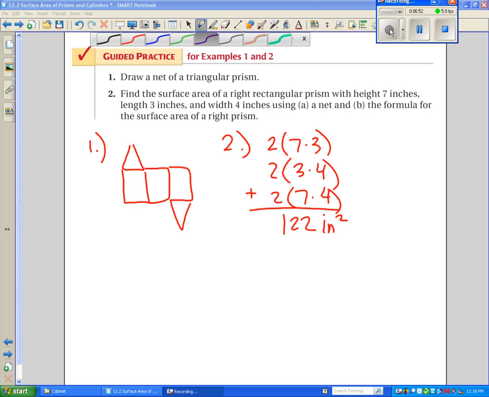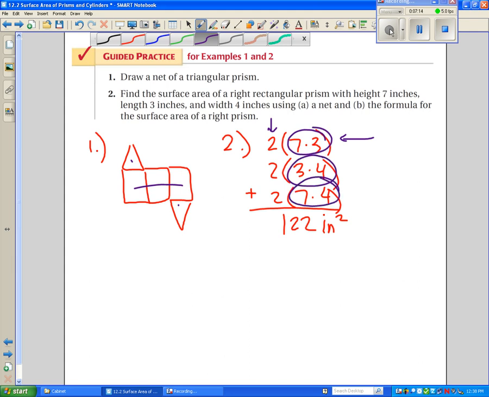All right, here's the net for a triangular prism. Triangles are bases, 3 rectangles going between them. I think it's really obnoxious and tedious to draw a net for a right rectangular prism to find the surface area. I think it's better just to do 2 pairs, a pair of 7 and 3 base, 3 and 4 face, and a 7 4 face. I just multiply by 2 every time, add them all up, I get 122 inches squared.